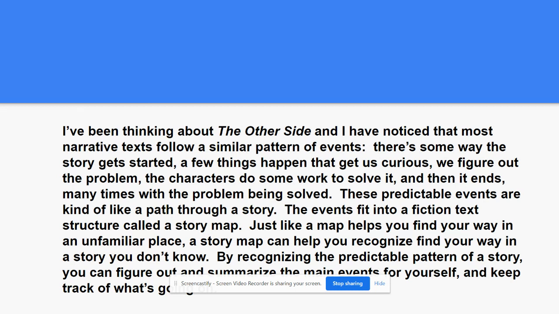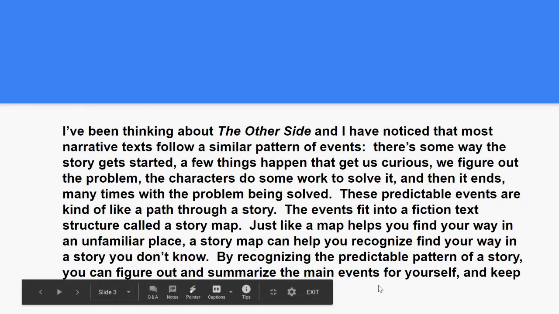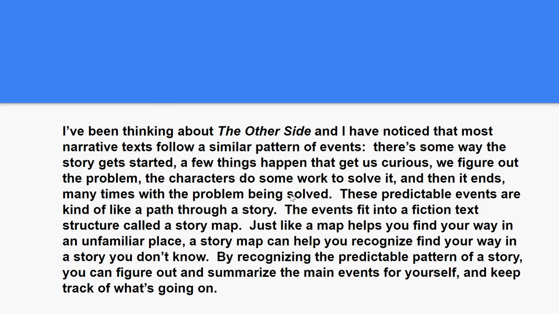Just like a map helps you find your way in an unfamiliar place, a story map can help you recognize and find your way in a story that you don't know. By recognizing the predictable pattern of a story, you can figure out and summarize the main events for yourself and keep track of what's going on.